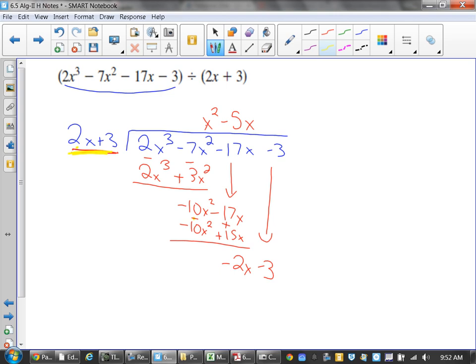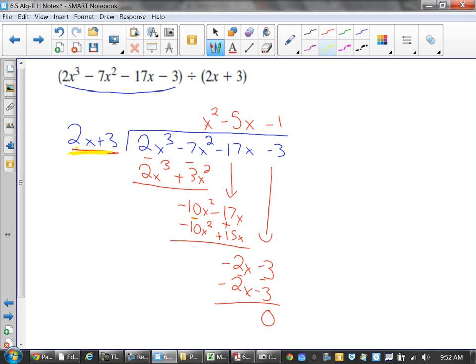Exactly. And now to eliminate the negative 2x, how do I turn a 2x into a negative 2x? Multiply it by what, Maggie? Negative 1. Multiply that out, you get negative 2x minus 3. You subtract it out, you get a 0. There's no remainder.